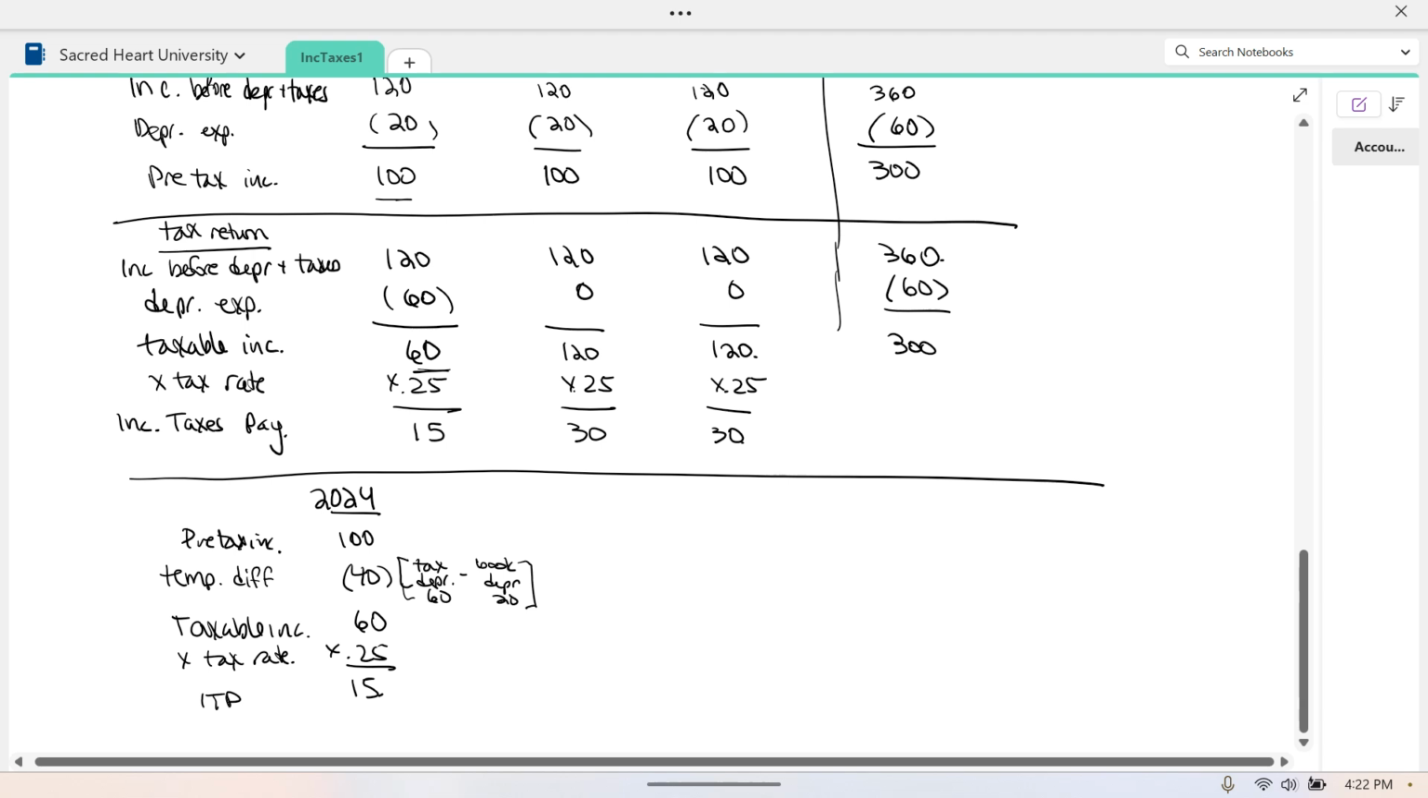So we have that before, but now what we want to do is look at these future amounts and the future temporary differences. So we have a temporary difference this period of 40, the difference between our depreciation expense here and our depreciation expense here. And then in the future, we're going to have a temporary difference of 20, and then another temporary difference of 20. So what we're saying here is future taxable income will be higher.